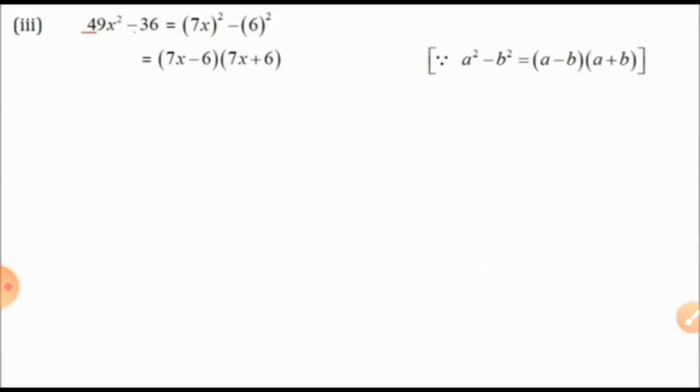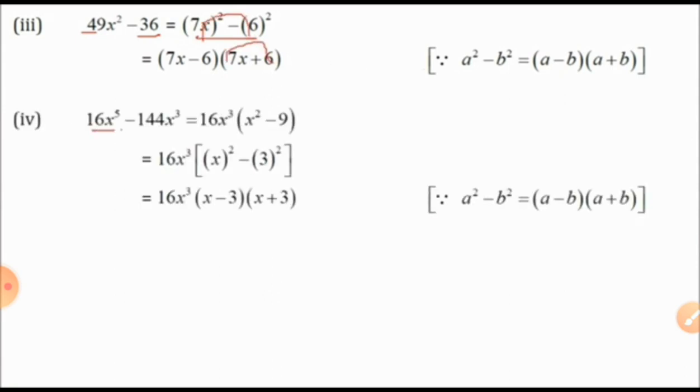Good. Third one. 49x square minus 36. These both numbers are the squares of the given numbers 7 and 6. Just write 7x minus 6 and 7x plus 6, because we are taking first minus and then plus. Or you can take first plus and then minus.